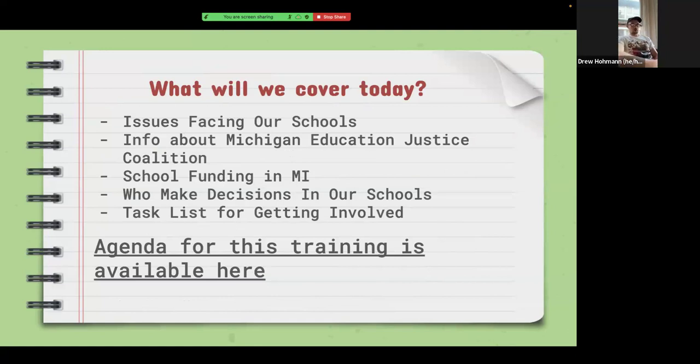We're also going to go over today info about our organization to give you info about where we're coming from. We're going to talk about school funding in Michigan and how that works. We're going to talk about how the decisions are made in our schools and a task list for you to start getting involved with your school. So you can go to the next slide, Kath.